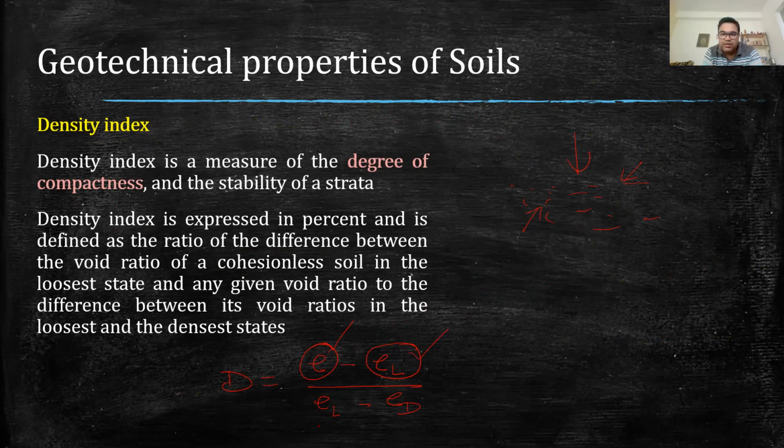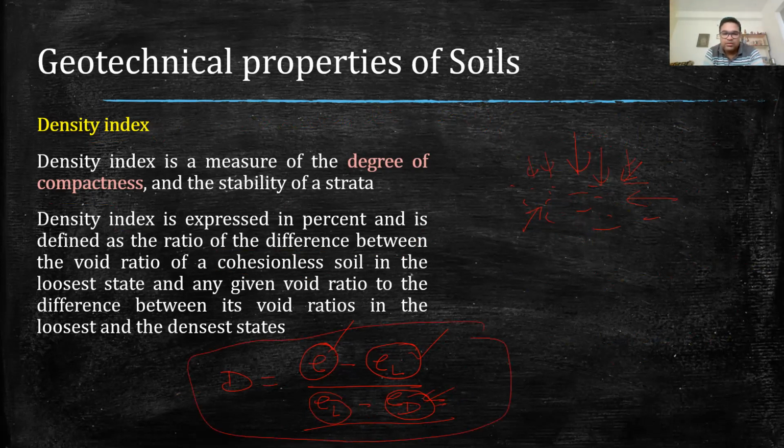Similarly, the difference between the loosest state and the maximum possible density, or dense state, of the soil. When we compact the soil properly with maximum energy, then obviously the voids will be low. Voids will be filled again with solid grains. So the void ratio will be very low in the densest state of the soil. So the difference between the loosest and densest state will be in the denominator. This is how we can define the density index.